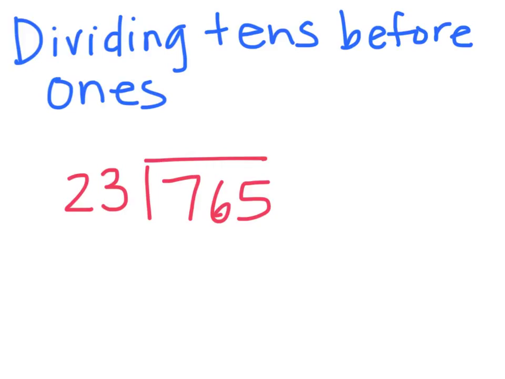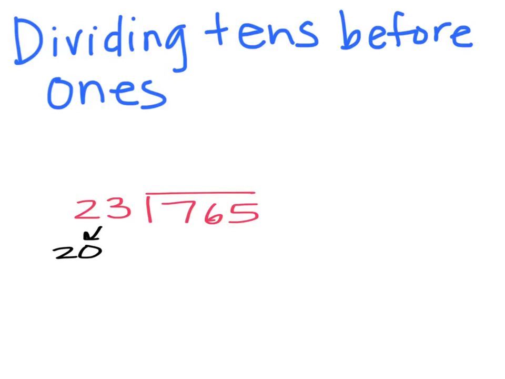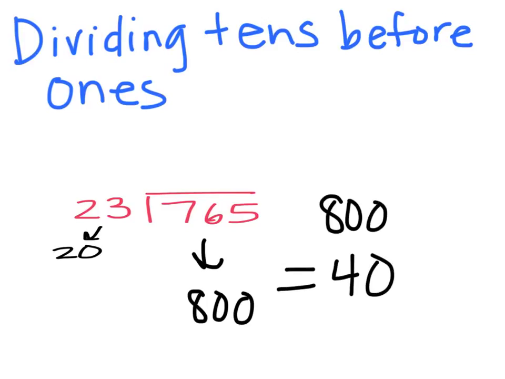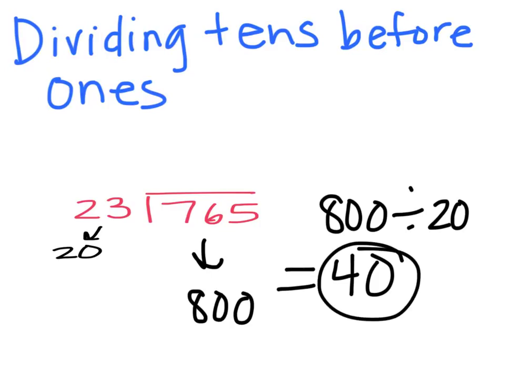Let's try our first step, in which we round and then estimate using compatible numbers to try to find our quotient. 23 will round to 20. If we round 765 to 800 in order to estimate our quotient, 800 divided by 20 gives us an answer of 40. Well, wait a moment. That doesn't quite work like our previous examples, does it? In our previous examples, we got a one-digit quotient. We're getting a two-digit quotient now. So we need to use a slightly different technique that calls for dividing the tens before the ones to correctly solve this problem.